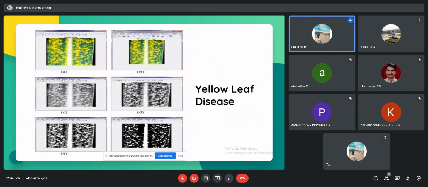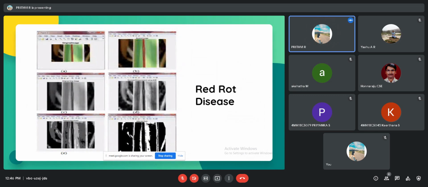And this is yellow leaf disease, as you can see. It is caused by SCYLV. The yellowing extends from the midrib across the leaf blades during monsoon season, and it is easily seen by the naked eye.